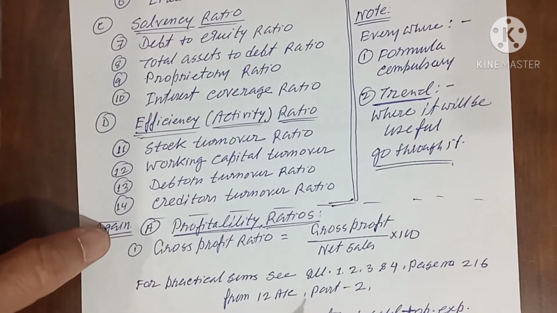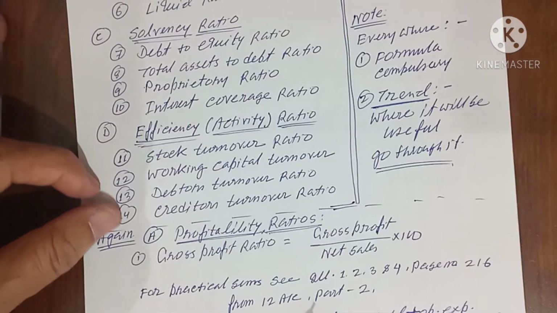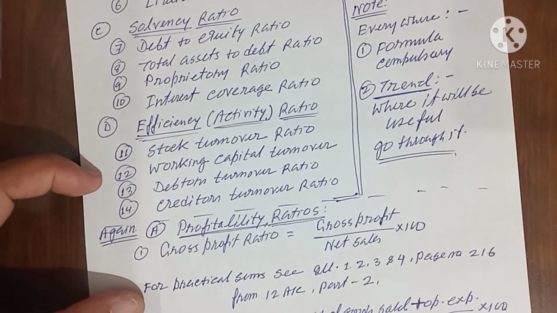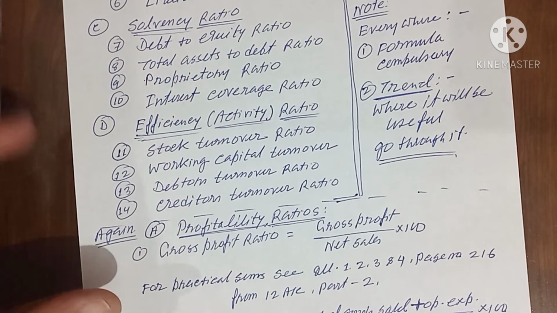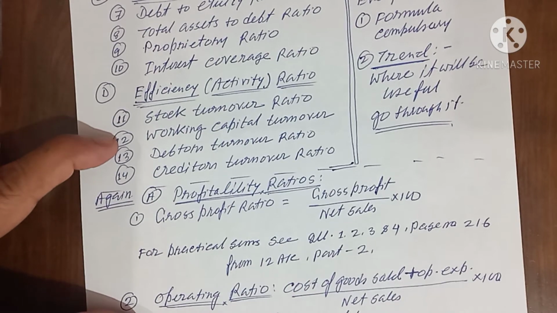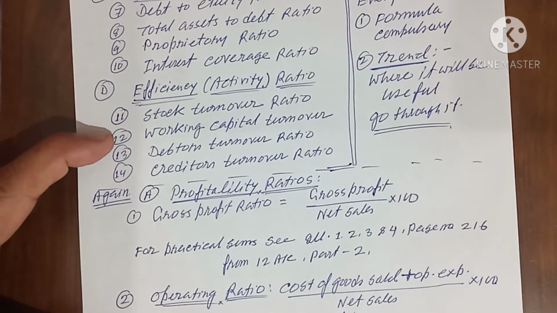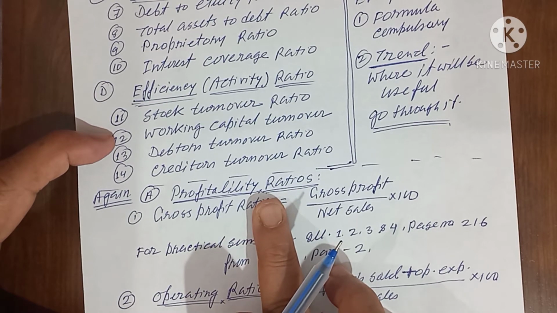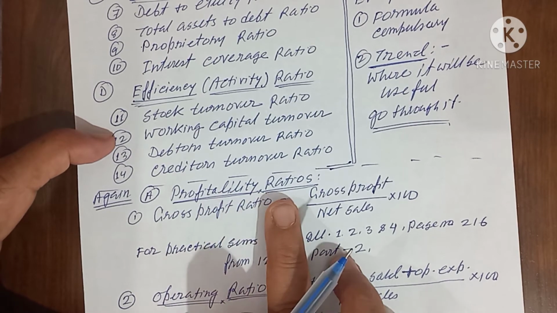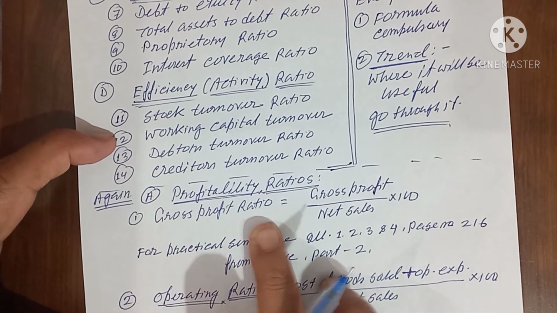Now let us start one by one all 14 ratios, with practical sums, and after that we will go through the questions from the exercise. First let me solve a few questions from the illustrations where you will get the solutions. First comes the profitability ratio. Under the profitability ratio you first get the gross profit ratio.